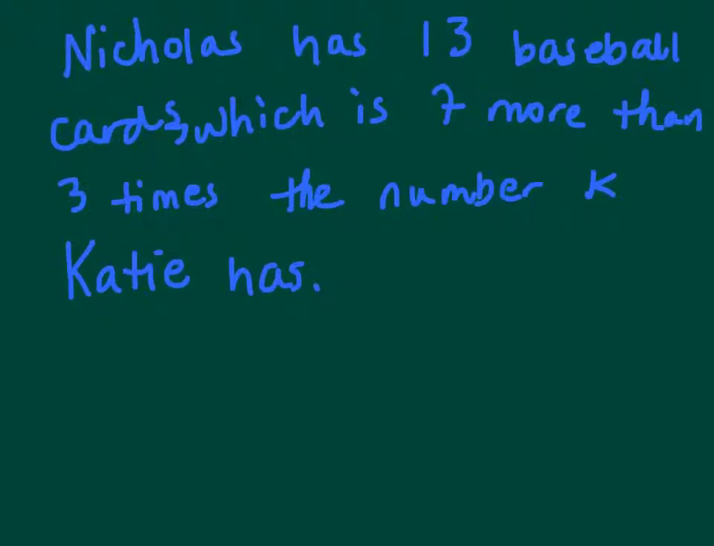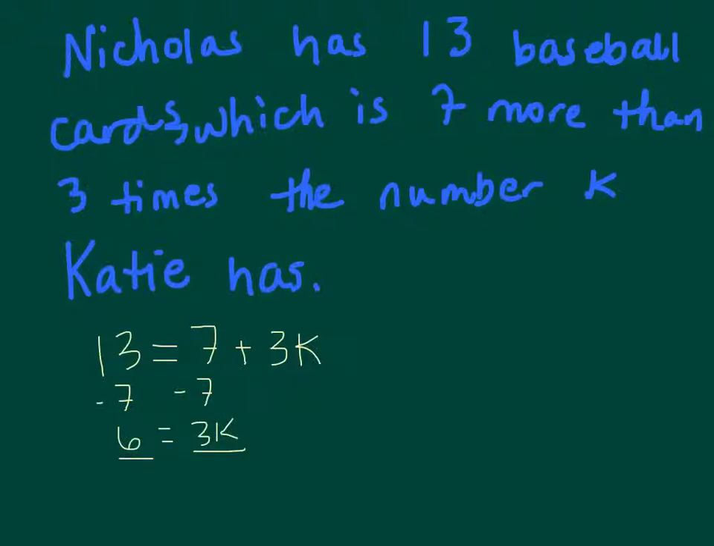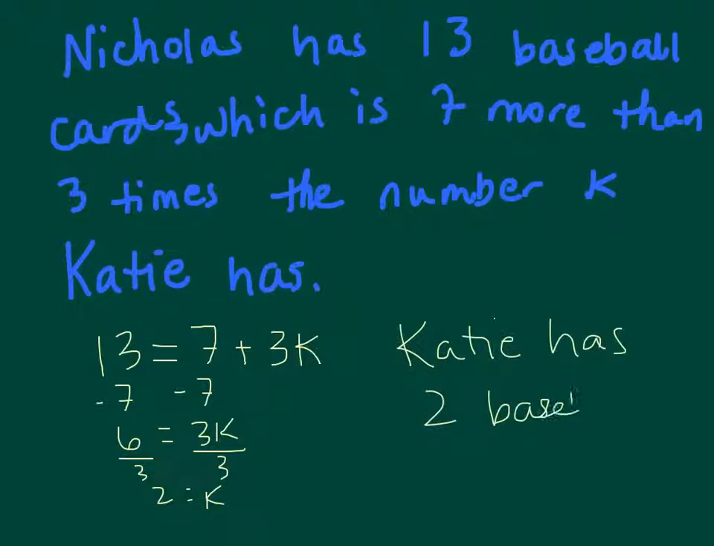All right, let's look at one more that's written in a little bit more as far as a word problem. So it says Nicholas has 13 baseball cards, which is 7 more than 3 times the number K that Katie has. So Nicholas has 13, and it says, which is, so it's equal to 7 more than 3 times what Katie has. So I'm going to solve. -7, 6 equals 3K. I'm going to divide both sides by 3, and 2 equals K. So Katie has 2 baseball cards.